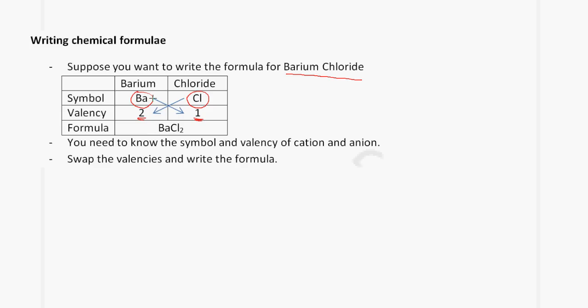Now, what we do, we swap the valencies when we write the formula. So the Ba will correspond with the 1, and the chloride will correspond with the 2. So you write the formula as BaCl2. Now you can think of it as, remember, barium has a valency of +2, and chloride has a valency of -1. Now, barium has a +2 charge, and chloride has a -1 charge. Therefore, when they combine, what we really get is 2 chloride ions combined with 1 barium ion.